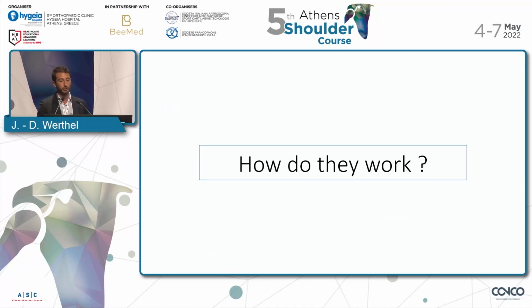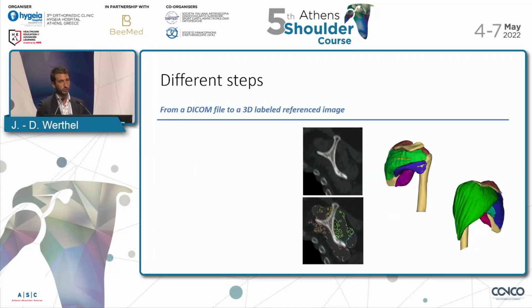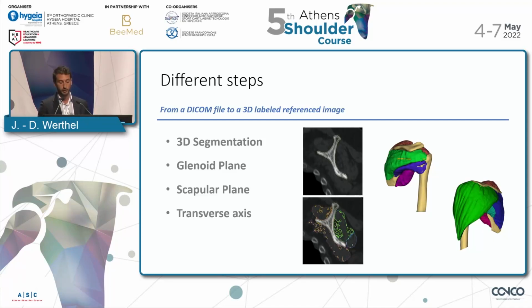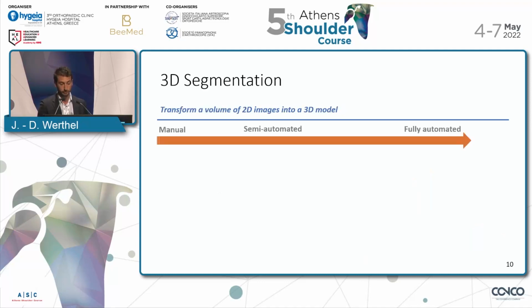And so how do they work? They all work the same way, but then differently in each step. So the first step is to have the 3D segmentation. Then you need to have a glenoid plane, a scapular plane, a transverse axis, and the humeral subluxation. And so the 3D segmentation, what is that? The 3D segmentation is what allows you to transform a volume of 2D images into a 3D model. And this can be manual, semi-automated, or fully automated. So manual, it's very time consuming. No one does that. It's just contouring manually the scapula, and you say this is the scapula. You contour manually the humerus. You say this is the humerus. And now you have 2 bones that have been fully manually segmented.